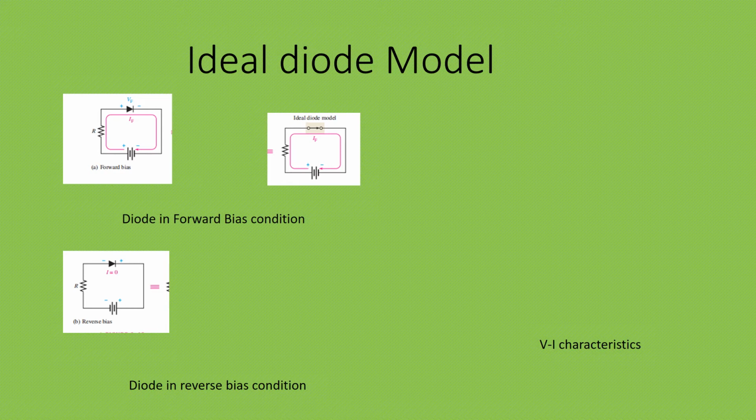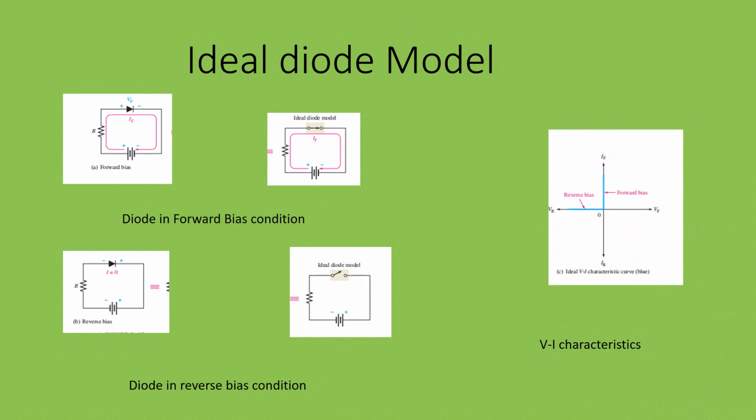Alright, so here the current will be zero as this works as an open circuit. In the reverse bias condition, this switch is open, so there will be no flow of current. This is why the current flow through the diode is zero.